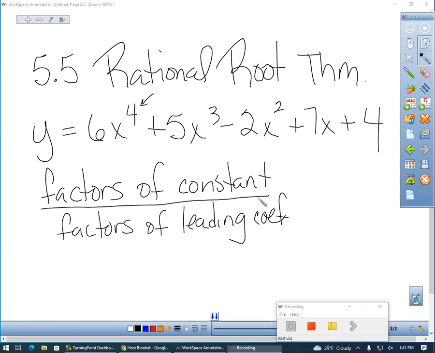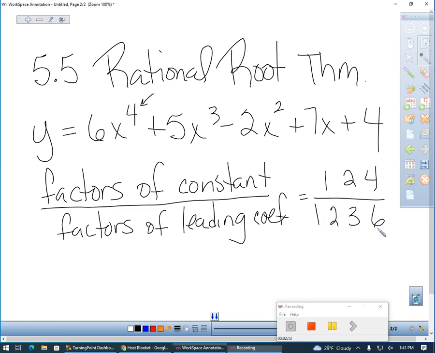All right. So in this case, factors of 4 are 1, 2, and 4. Everybody agree there? Factors of my leading coefficient, which is 6, are 1, 2, 3, and 6. Now, to find all of our possible zeros, and that's what we're going to call them, possible zeros, we've got to do all the combinations of what we just had. So we got to do plus and minus of everything.